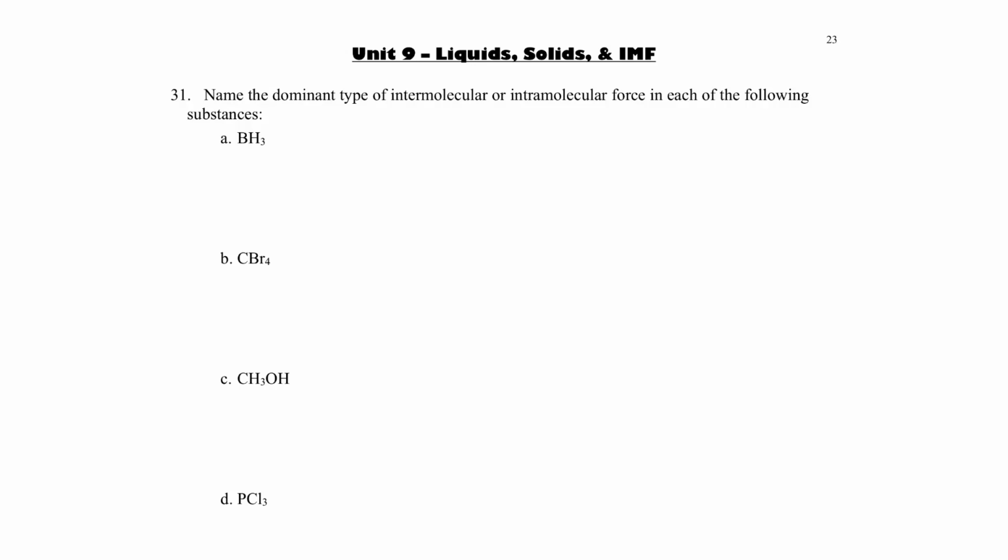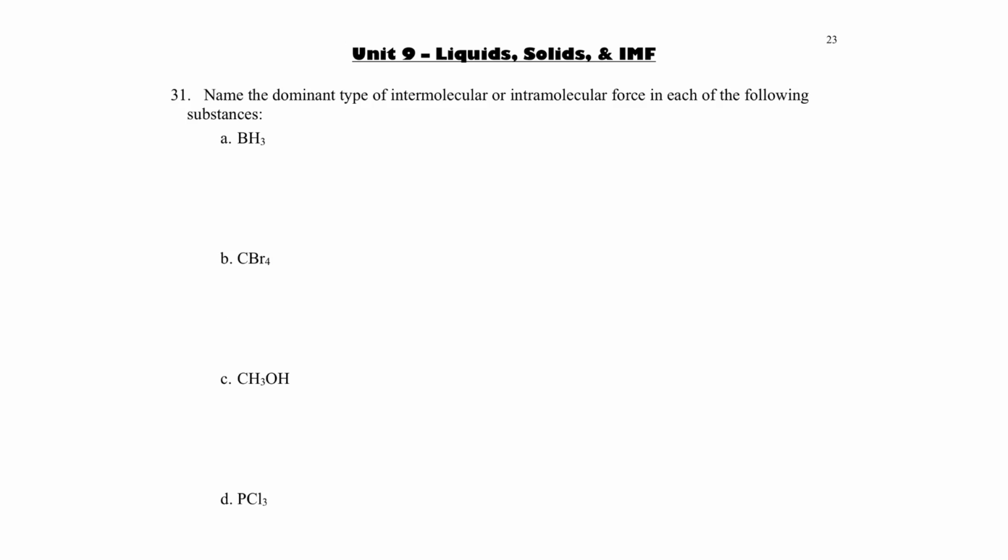So question 31, for all of these, you were asked to figure out what the dominant inter- or intramolecular force was. The first step we'd want to do for all of these is figure out what the Lewis structure would look like, and even if you can draw one. If you can't draw one, that's a good sign that you're probably dealing with an intra rather than an intermolecular force. So I'm going to sketch those out really quickly.